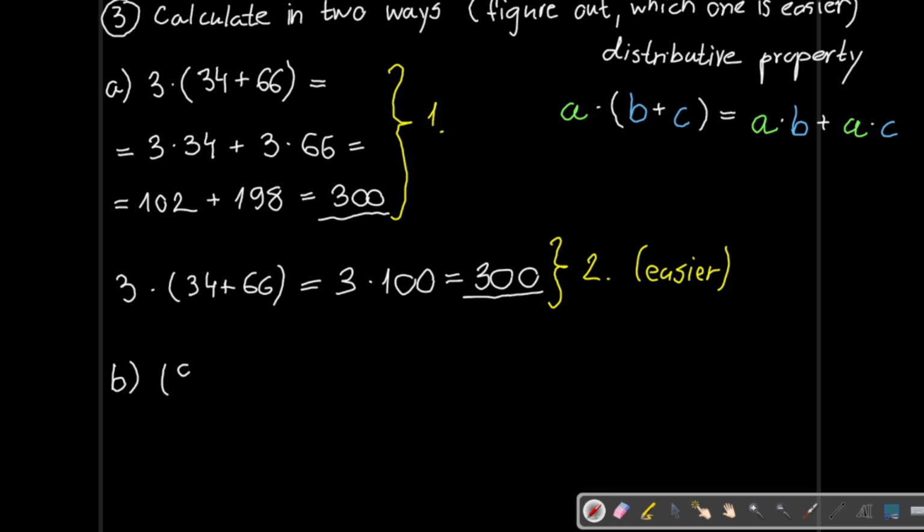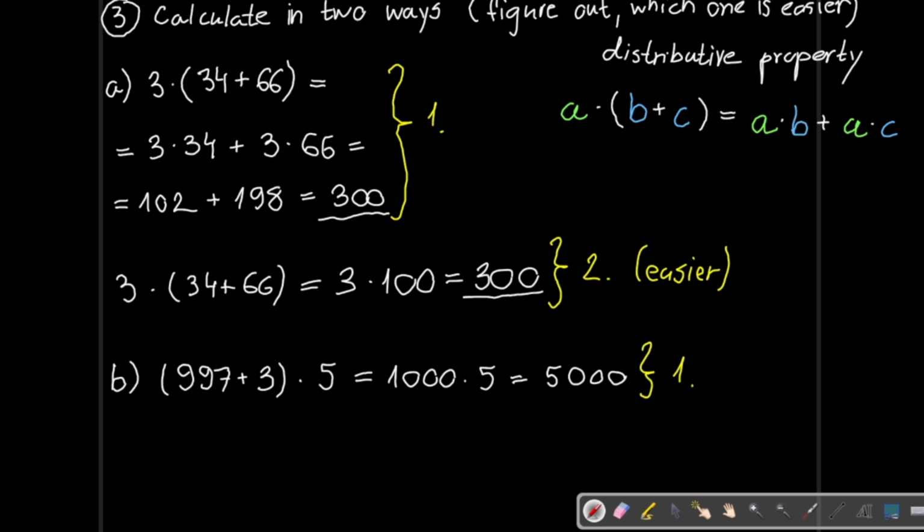Okay, we have 997 plus 3 times 5. Now, of course we can do the brackets first. We get 1000 here times 5, and that gives us 5000. Okay, that was really fast. I bet that's the easiest way. So that's the first way to solve this.